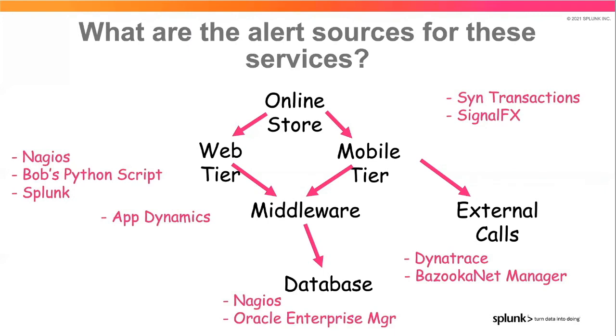So what we're going to do is identify the external monitoring tools that are monitoring different parts of our business service, and we're going to onboard those alerts so that those alerts can be embedded directly within the service inside of ITSI for greater visibility as to the health of the service.